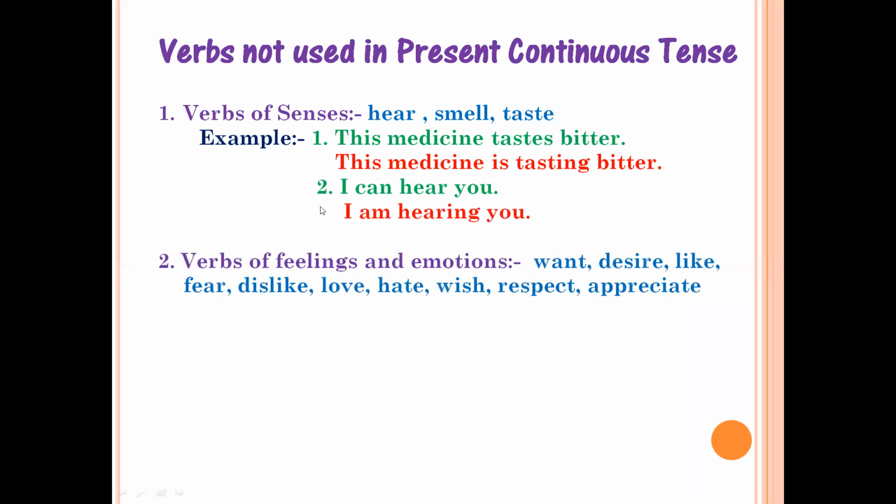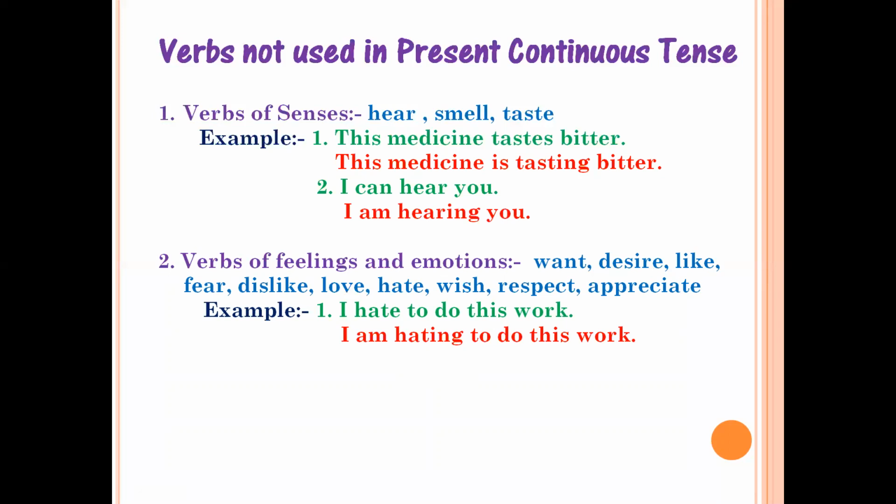Another category in this is where we have verbs of feelings and emotions like want, desire, like, dislike, love, hate, respect. So let's see the examples. I hate to do this work. Correct. I am hating to do this work. Incorrect. You cannot use hate in its ing form or in continuous form. He has no desire for money. Correct. He is not desiring money. It's wrong.